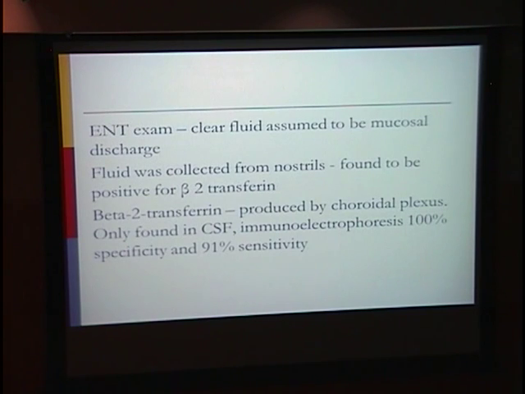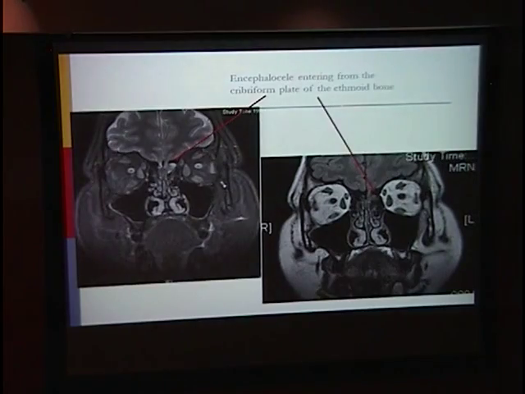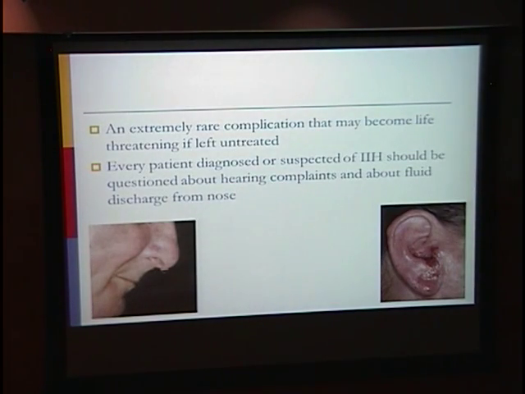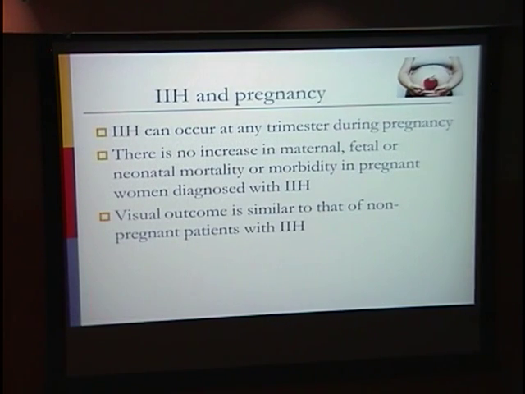We did an LP and examined her fluid. The fluid collected from the nostril was positive for beta-2 transferrin. Beta-2 transferrin is produced in the choroid plexus, and it's only found in CSF. When we did imaging for her, we could see an encephalocele entering from the cribriform plate to the ethmoid bone. So it's an extremely rare complication, but may become life-threatening if left untreated. So we need to ask the patient if they have tinnitus, or dripping from their nose.